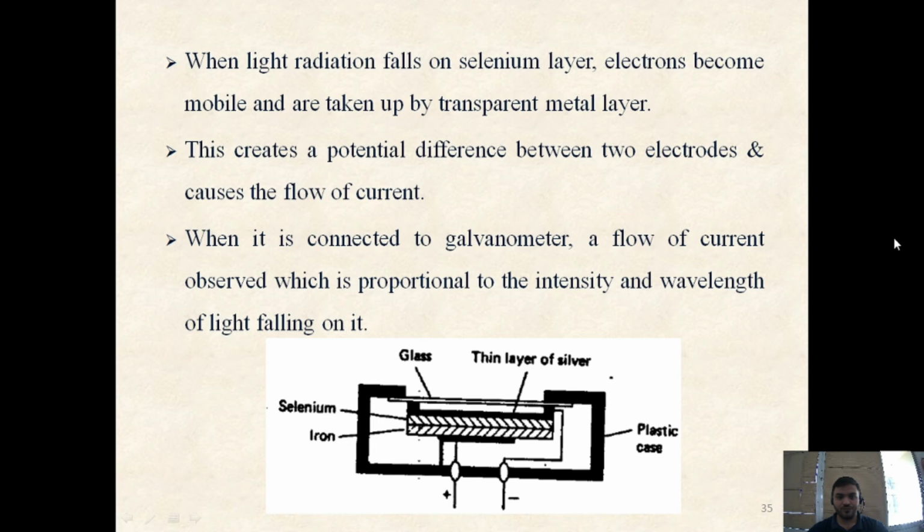When light radiation falls on the selenium layer, electrons become mobile and are taken up by the transparent metal layer. This creates a potential difference between the two electrodes and causes the flow of current. When it is connected to a galvanometer, a flow of current is observed which is proportional to the intensity and wavelength of light falling on it.